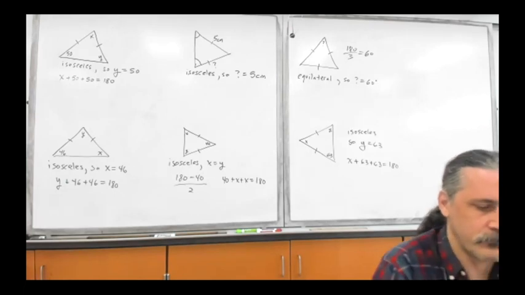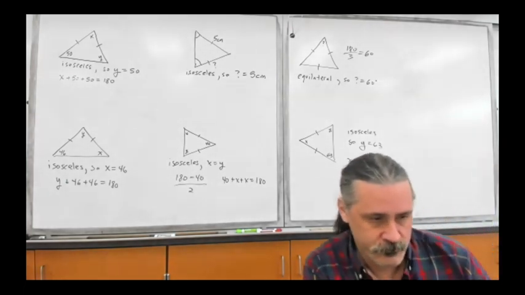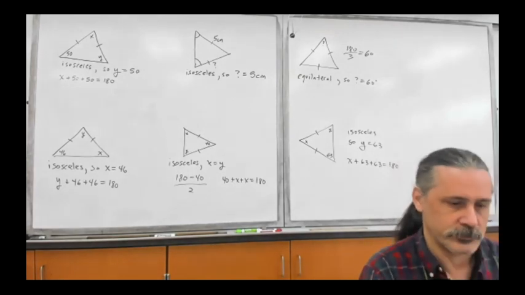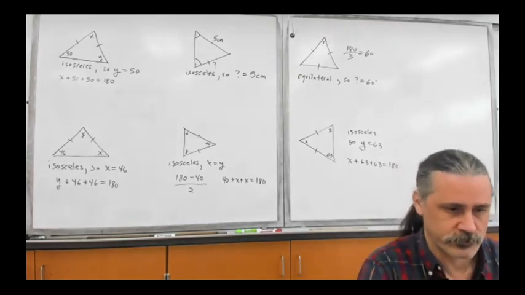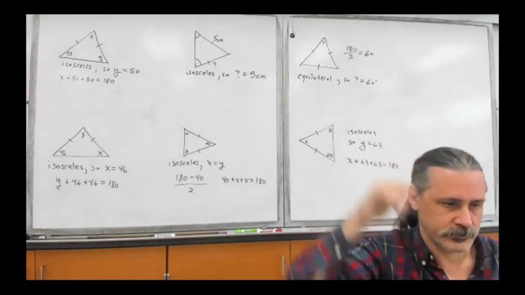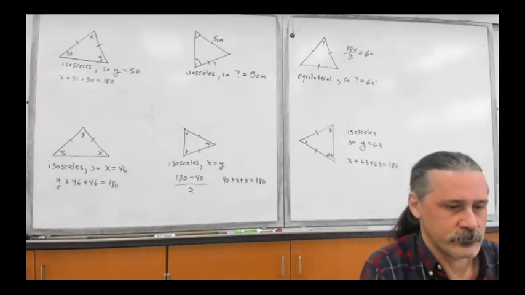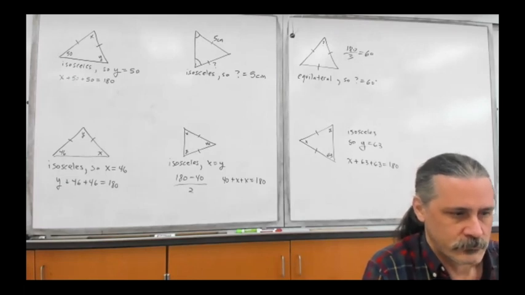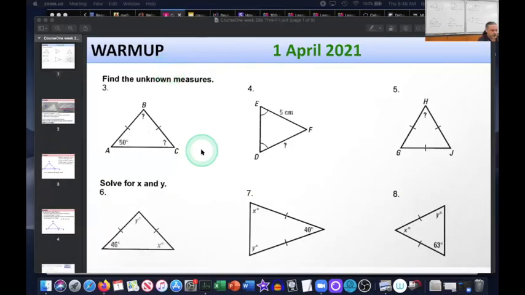Okie dokie. So you guys had some homework. Now, some of the homework problems were pretty challenging. That's true. These are the basic type of problems. There's not a whole lot of lines and it's just triangles. But when you start having lines and parallel lines, it can get a little involved.